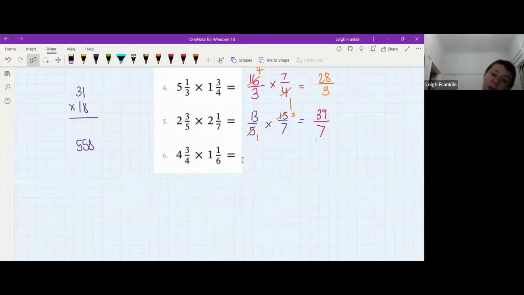I think at primary school, some do want you to write it as a mixed number. At high school, they don't make you do that. But if they did, if they said to you, okay, you've got to write this as a mixed number, what would you do now, Olga? If you had to write this as a mixed number, what would you do?